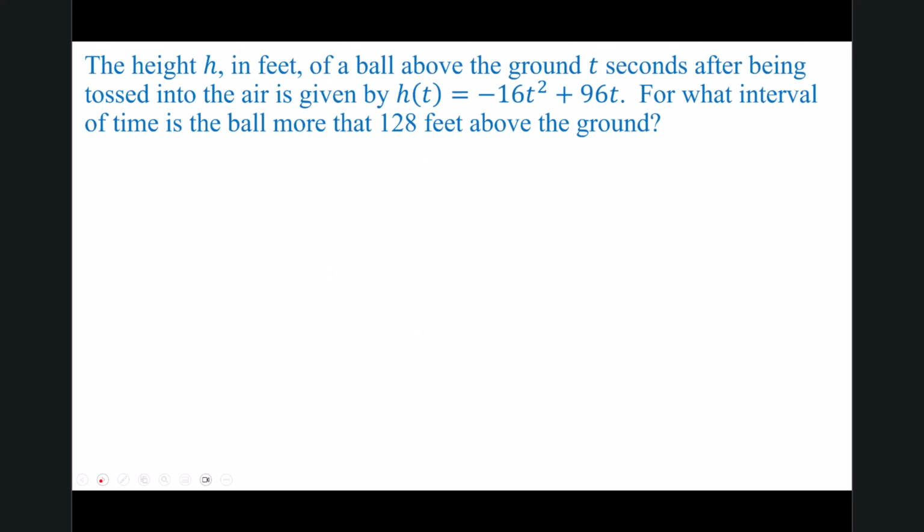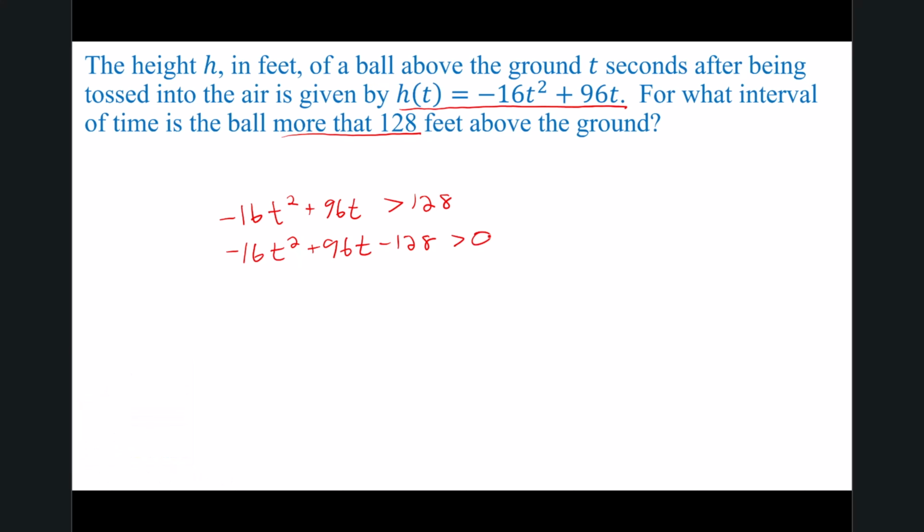The height h in feet of a ball above the ground, t seconds after being tossed into the air, is given by this function right here. H of t equals negative 16t squared plus 96t. For what interval of time is the ball more than 128 feet above the ground? So where is this function greater than 128? We want more than 128. So to solve this inequality, I will get everything on one side, so I have 0 on the other side of the inequality.